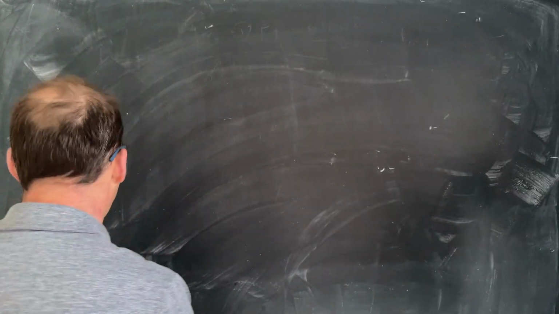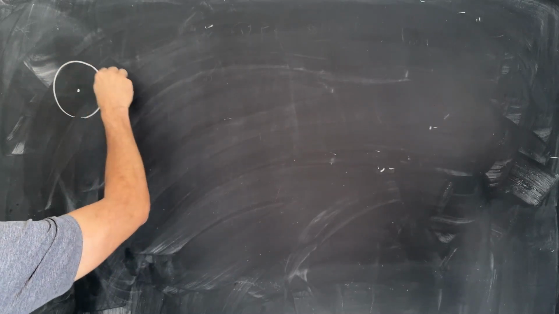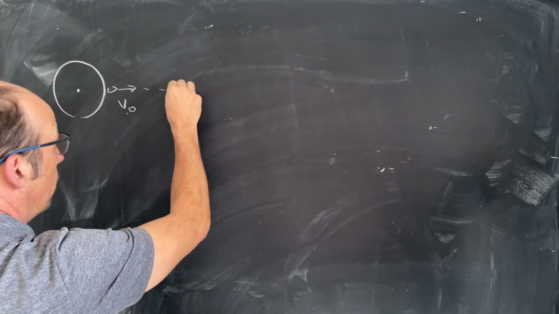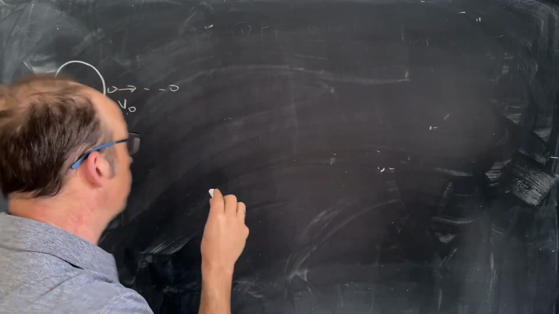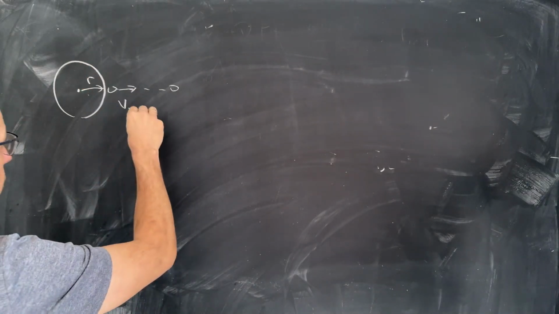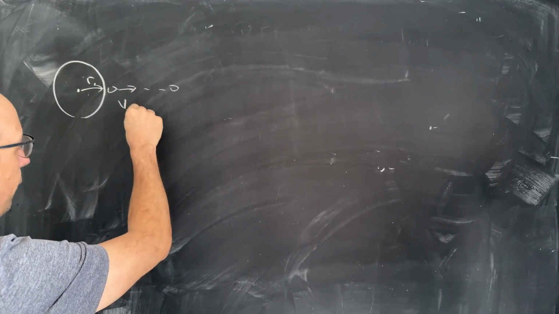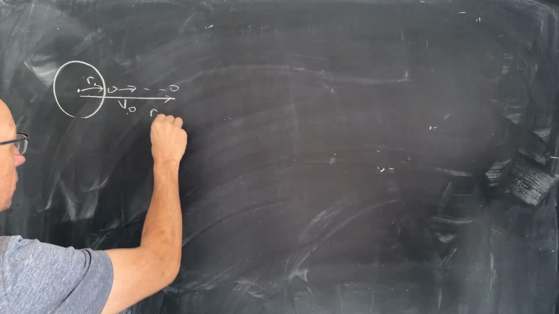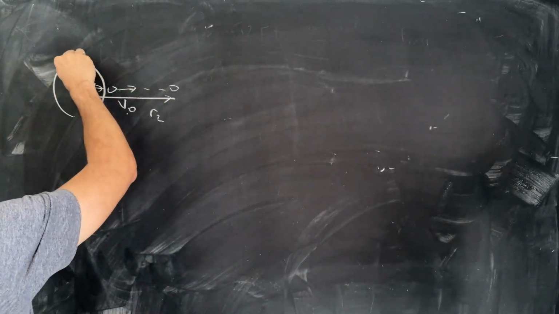There it is. Okay, so I have the Earth, and I have my ball, and it has initial velocity v0. And it's going to go up here to a final height. Let's call that height r2. I should call the initial velocity v1, but I'm calling it v0. The initial position is capital R, the radius of the Earth.